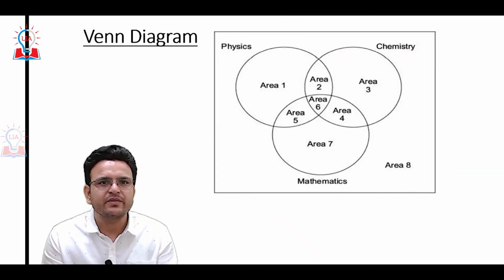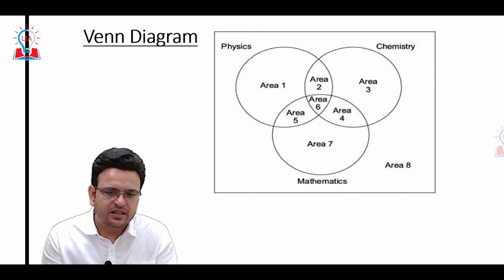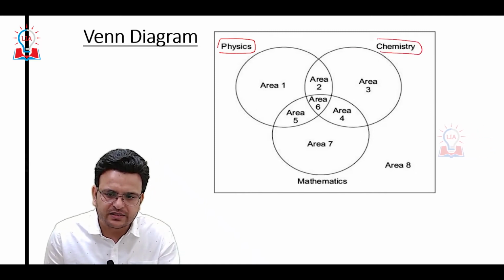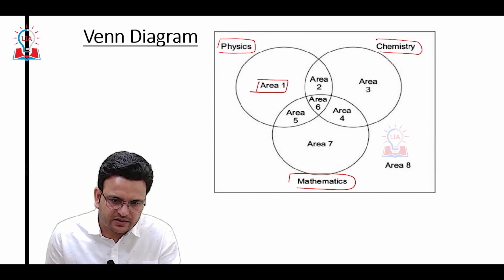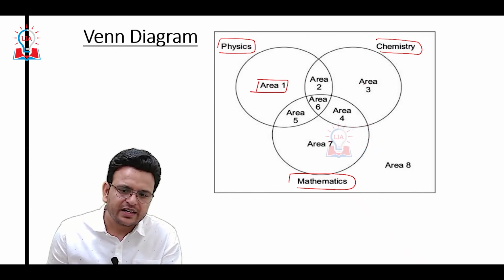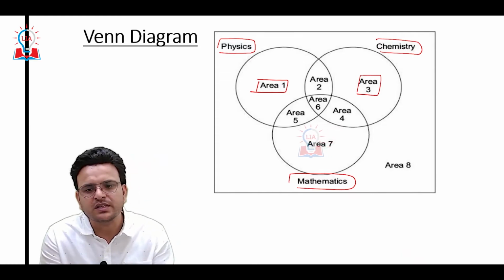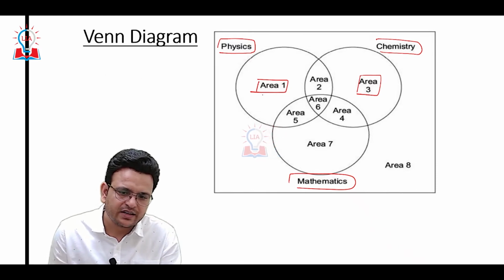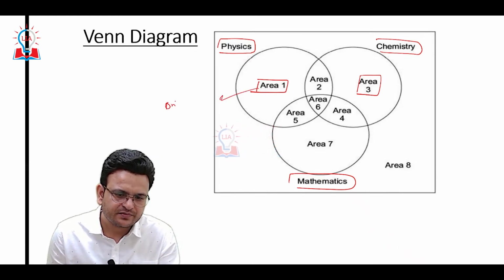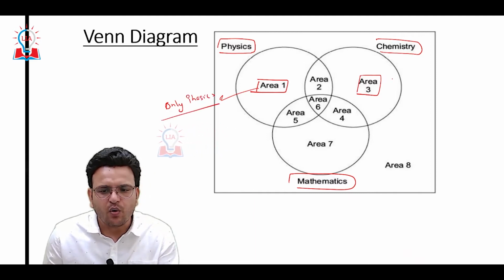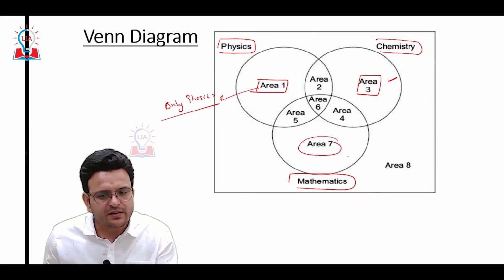Here also, consider a college or a class where some students have qualified in physics, some students qualified in chemistry, some students qualified in mathematics. So area 1 shows the students who have qualified only physics. Area 3 shows the students who have qualified only chemistry, and in the same way only mathematics.